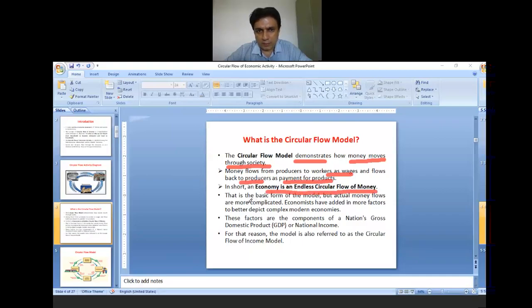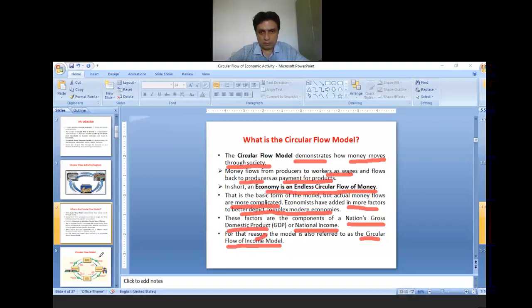So that is the basic form of the model, but actual money flows are much more complicated than this. So economists have added more factors to better depict complex modern economies. So these factors are the components of national gross domestic product, which is known as the GDP, or national income. So national income is also calculated from the GDP. For that reason, the model is also referred to as the circular flow of income model. So, the circular flow of economic activity model is also known as the circular flow of income model.